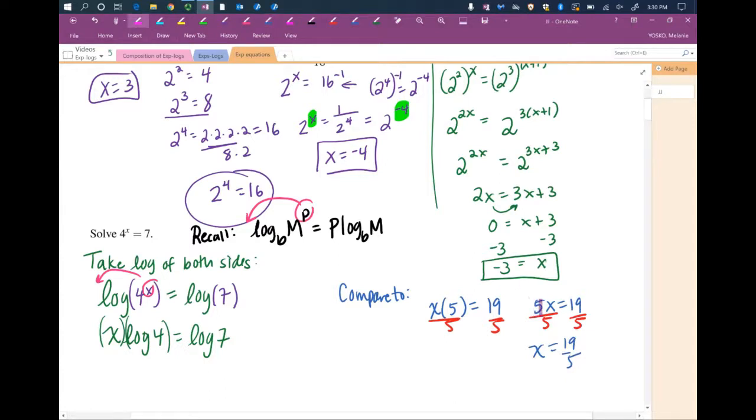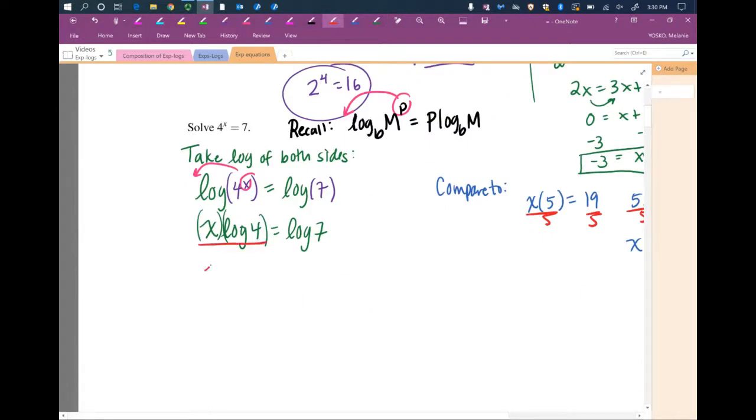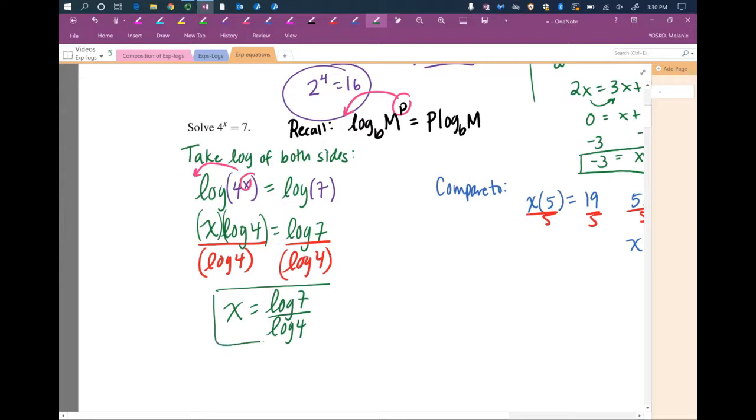So it's just some number times x. But that's what a log is, right? A log is just some number times x. So we're going to divide by that number on the left. But if we divide on the left, we better also divide on the right. So we end up with x equals log 7 over log 4. And you can type that into a calculator and get a decimal approximation. But this is a perfect answer. This is an exact answer.